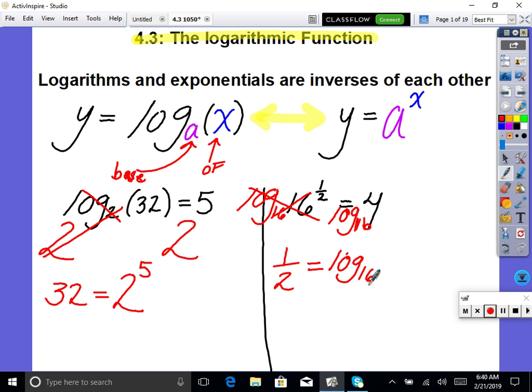Log base 16 of 4. True. Okay, sorry, this is a parenthesis. Okay, so are we good with that? We just switched from exponential form to logarithmic form.